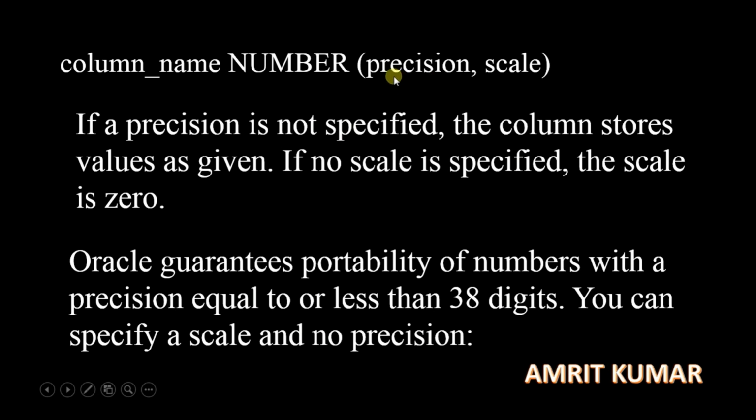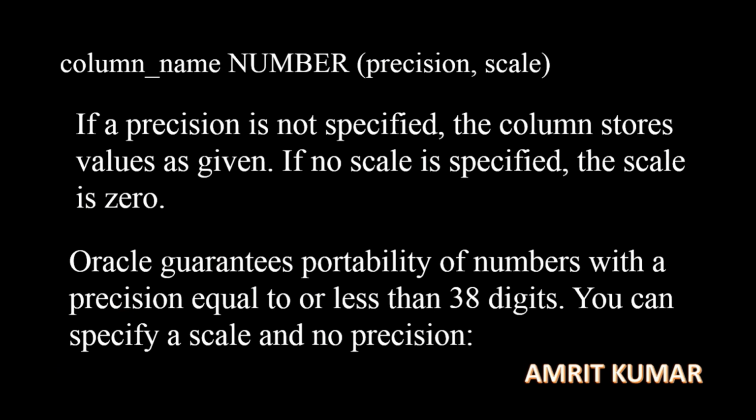So here, if I am using the precision, then it will make the value precise and give the output as in the column name. But if I am not going to specify this precision and this scale, then the number that is going to be returned to the column name is going to be a number only and not the precise value. Okay, so Oracle guarantees portability.